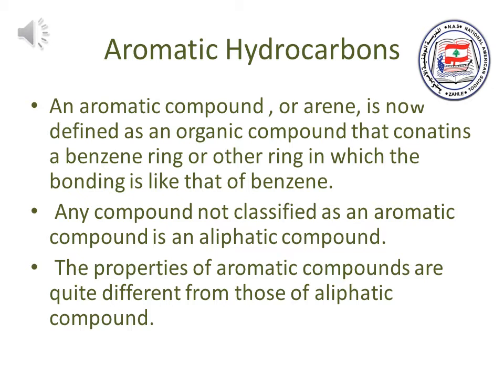Aromatic hydrocarbons. Benzene is the simplest aromatic hydrocarbon. An aromatic hydrocarbon, or arene, is now defined as an organic compound that contains a benzene ring or other ring in which the bonding is like that of benzene. Any compound not classified as an aromatic compound is an aliphatic compound. The properties of aromatic compounds are quite different from those of aliphatic compounds. Alkanes, alkenes, alkynes, and cycloalkanes are aliphatic compounds.